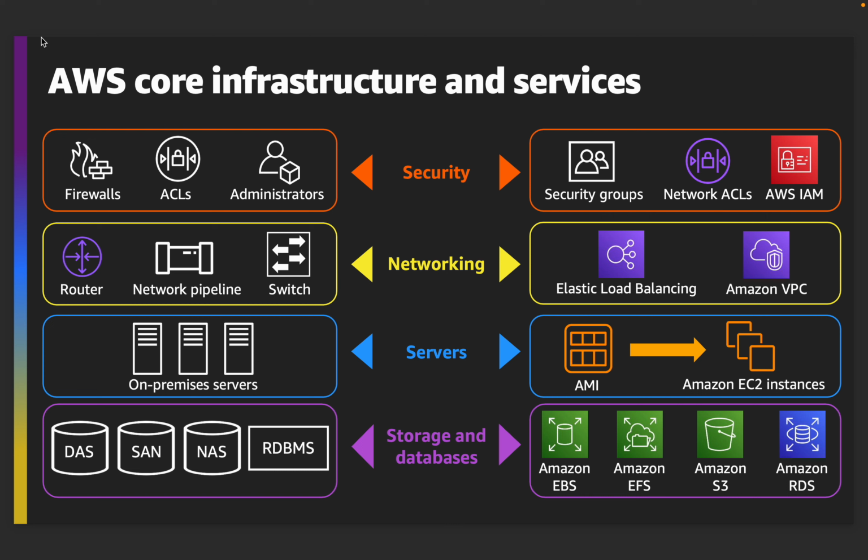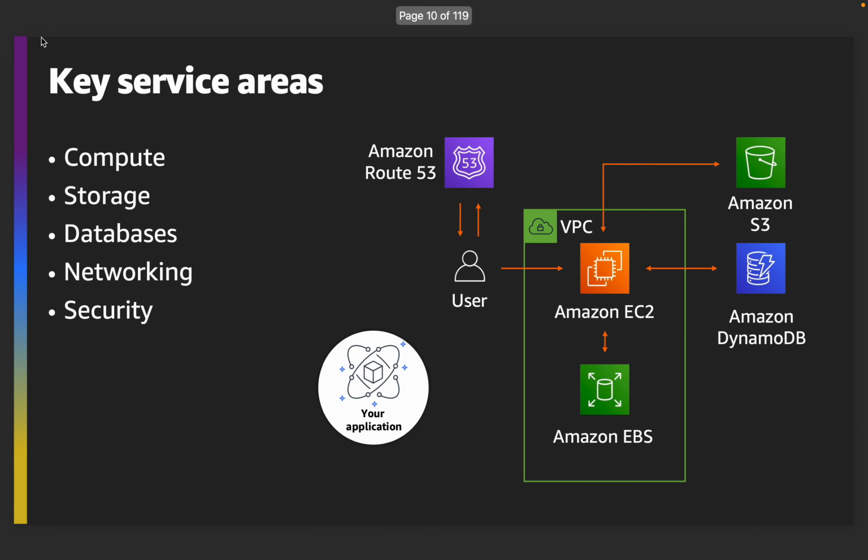On the security side, on-premises we need a firewall and ACL administrator. Similarly, AWS has security groups, network ACL, and AWS IAM. So the key service areas are compute, storage, database, network, and security, as I said. A user goes through Virtual Private Cloud, or VPC, and then can go for Amazon S3 depending upon the data. You can go to Amazon DynamoDB or Amazon EBS, Elastic Block Store.